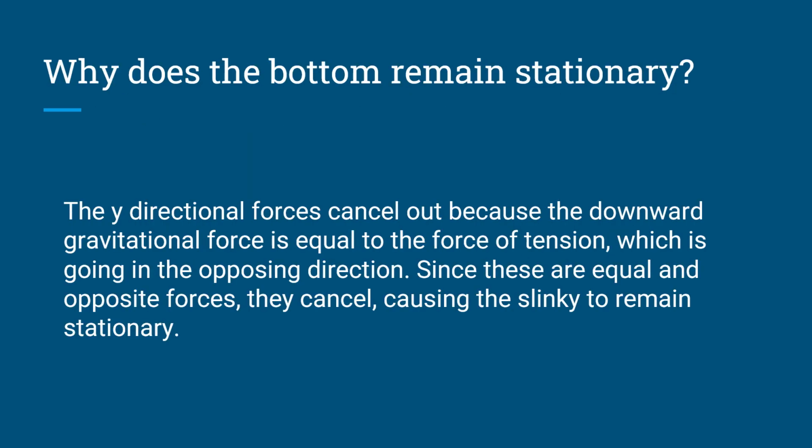And then finally, why does the bottom remain stationary? The y directional forces cancel out because the downward gravitational force is equal to the force of the tension, which is going in the opposite direction. Since these are equal and opposite forces, they cancel, which causes the Slinky to remain stationary at the base.